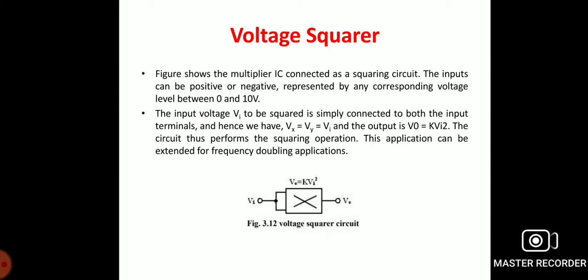and the output, what about the output? V out is equal to K into Vi whole square. The circuit performs the squaring operation, and this application can be extended for frequency doubling applications.